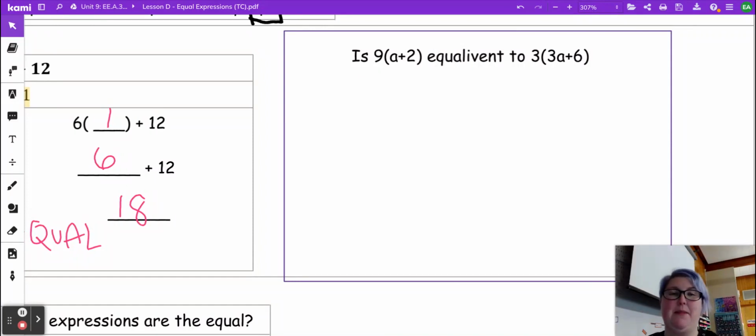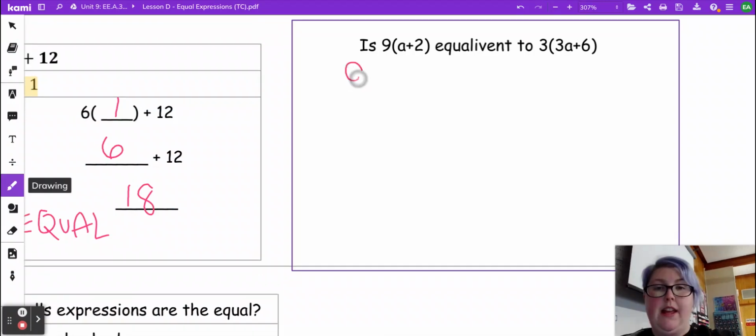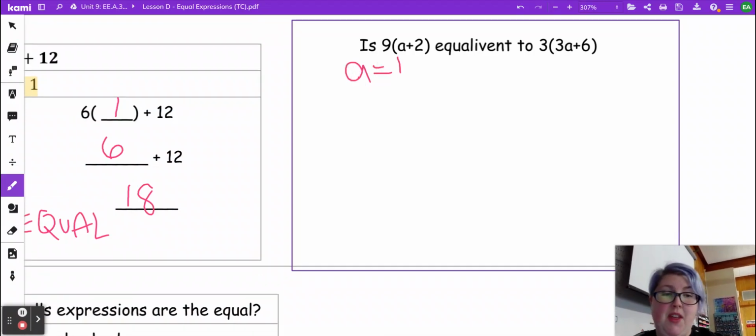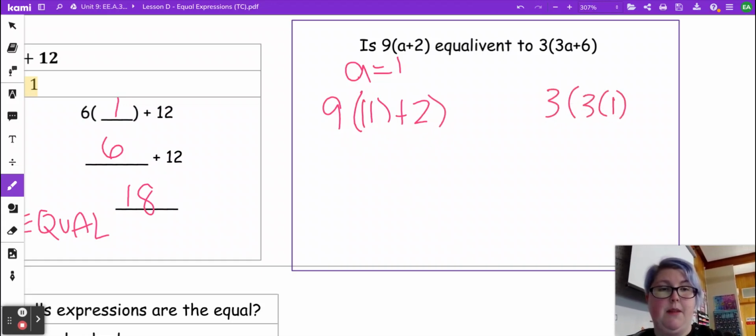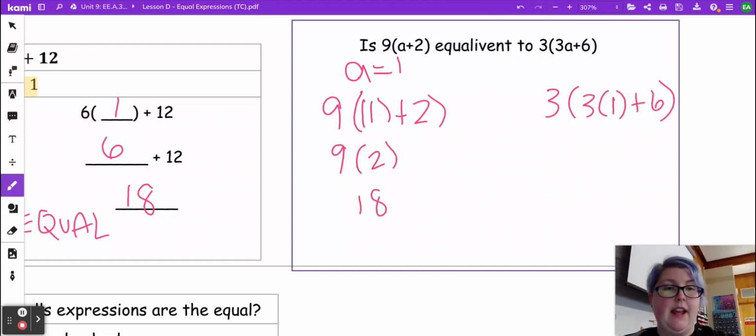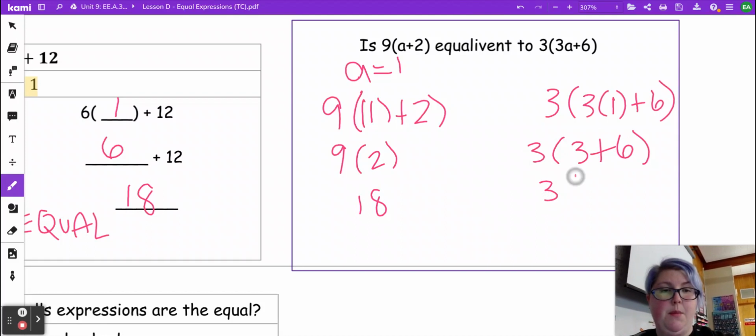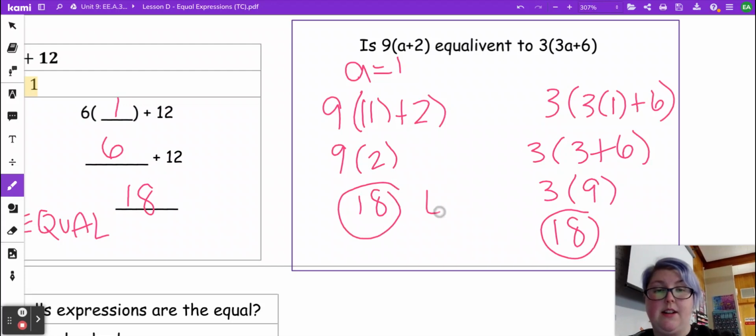So here is a new problem. Is 9 times the quantity A plus 2 equivalent to 3 times the quantity 3A plus 6? A question is going to pop up, solve it, and then you're going to see the solution. If A equals 1, we're going to do the same thing. We are going to substitute. So we are going to rewrite this as 9 times the quantity 1 plus 2 and 3 times the quantity 3 times 1 plus 6. The rest of it stays the same. It's still 18. And one step at a time, 3 times 3 plus 6 becomes 3 times 9, which becomes 27.